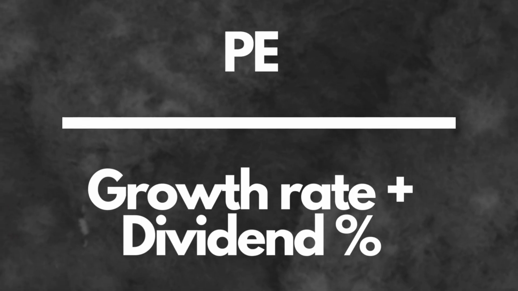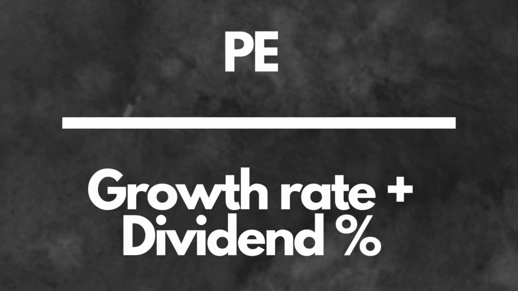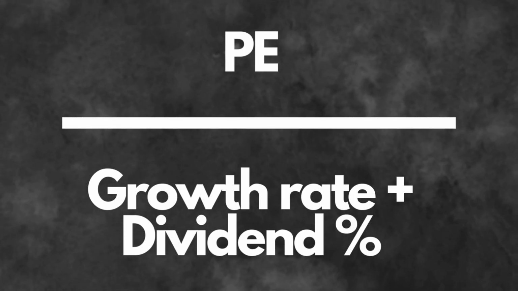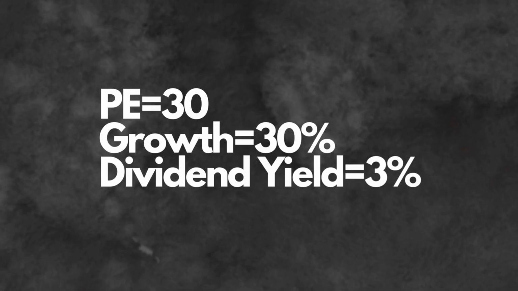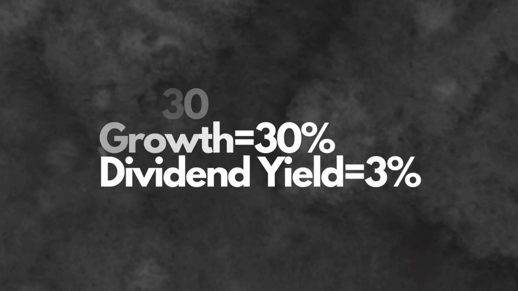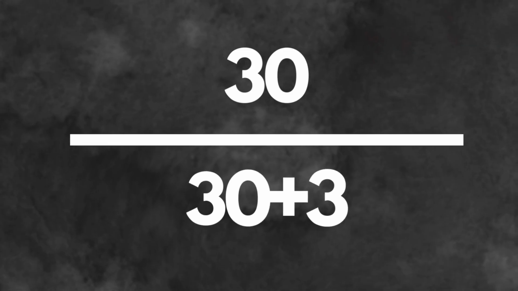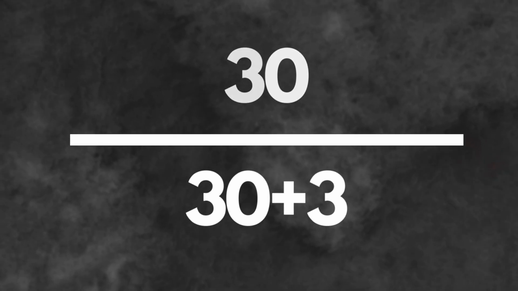Now, we're measuring how much we pay not just for growth, but for total shareholder return. Let's say a company has a PE of 30, growth of 30%, dividend yield of 3%. PEGY equals 30 divided by 30 plus 3, which equals 0.9. That extra dividend lowers the valuation relative to total return potential.